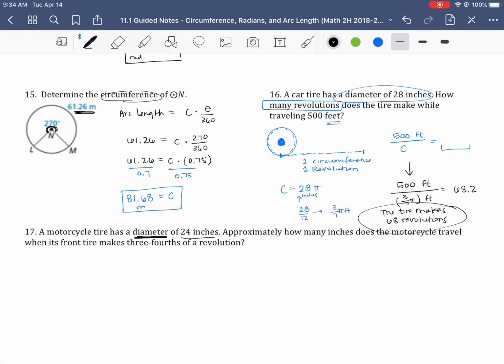Number 17, a motorcycle tire has a diameter, again diameter, of 24 inches. Approximately how many inches, so now we're looking at distance, does the motorcycle travel when its front tire makes 3/4 of a revolution? This is worded differently, but I just want you to recognize it's the same thing you've been practicing this whole time. All we're saying is here's a diameter of 24 inches, and your tire is only going to move around your circle 3/4 of the way.